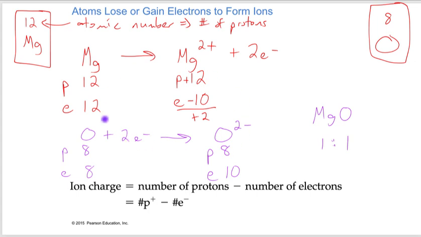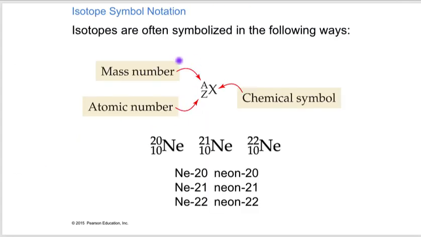Now notice here, I said nothing about neutrons. Neutrons have no charge, and so they don't affect the overall charge of the ion. Honestly, you could have as many neutrons as you want here in a way, and it's not going to affect the charge. How do we factor in neutrons? Well, this is where we bring in the mass number. So that equals the number of protons plus the number of neutrons.